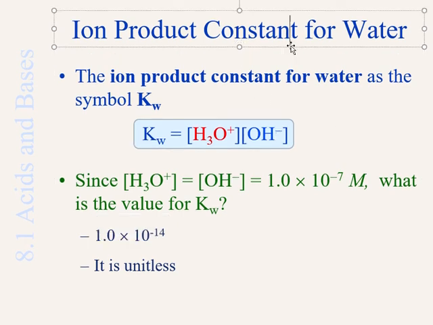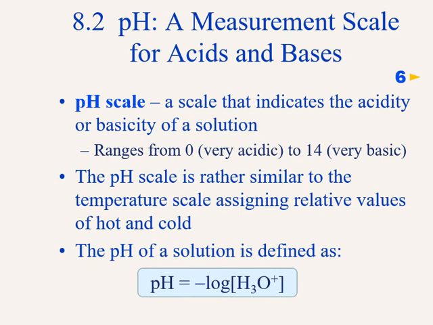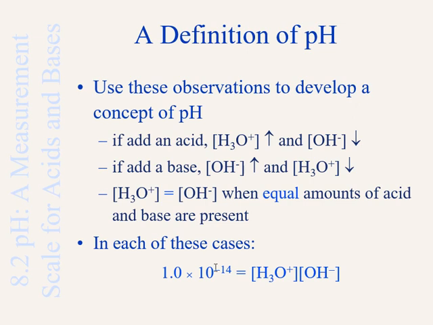Similarly, if I was to add NaOH in water, then the hydroxide ion concentration will go up. And if this goes up, for the ion product constant for water to remain the same, H3O+ concentration must come down. And so you could either have a strongly acidic solution or a strongly basic solution, but not both at the same time, because of the ion product constant for water, which is 1.0 times 10 to the negative 14.